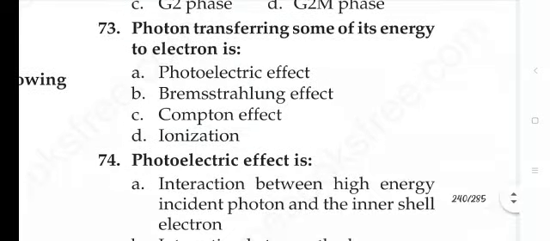Next question, photon transferring some of its energy to electron is? Options are option A photoelectric effect, option B Bremsstrahlung effect, option C Compton effect, and option D ionization. The answer of this question is option C, that is Compton effect.